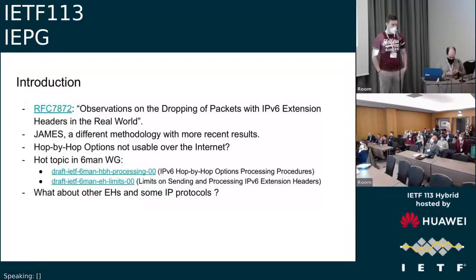Specifically, two drafts have recently been adopted. One defines processing procedures for hop-by-hops. The other is more about sending and processing all extension headers and defining some limits on it. So obviously the goal is to make them more widely adopted and make them progress the way they are supposed to. So the question is, what about other extension headers? And that's where James enters the stage. Next slide, please.